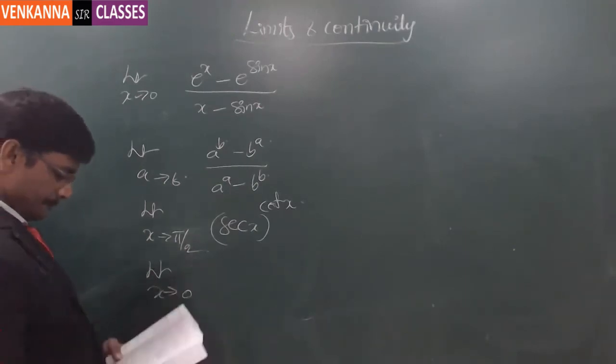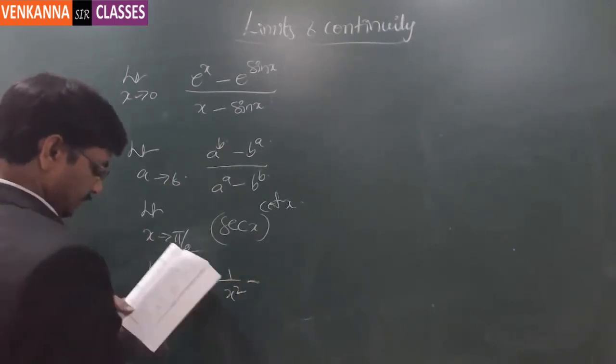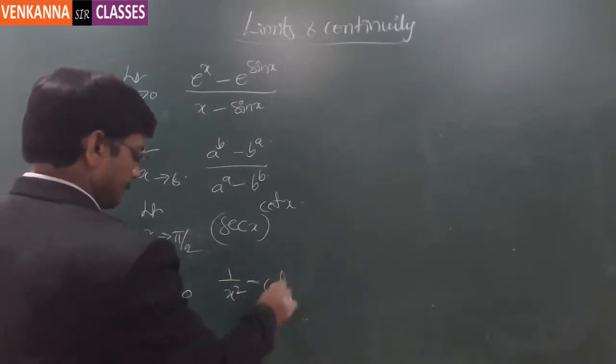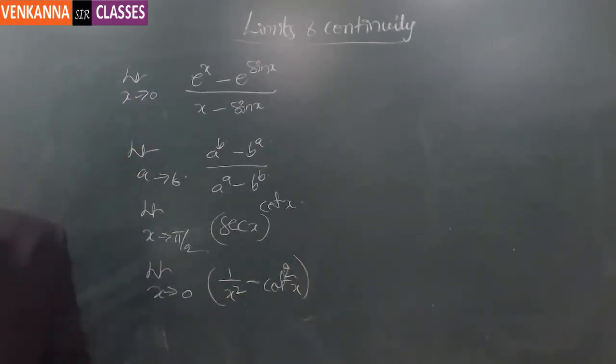Limit x tends to 0, 1 by x square minus cot square x. It should be straightforward only. I think the previous one is a little bit confusing.